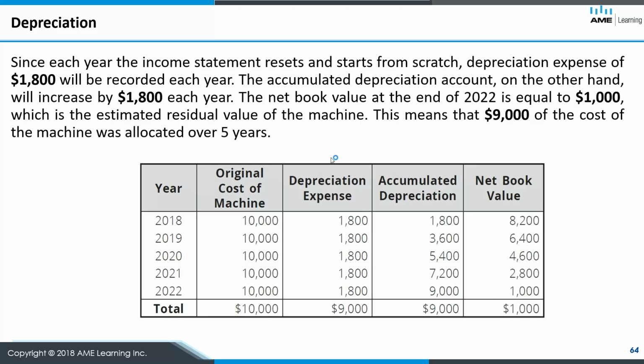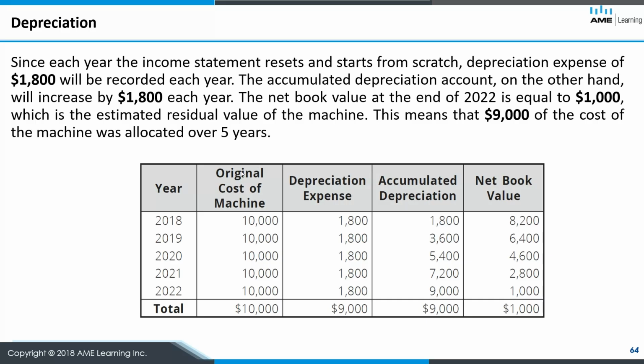And here's a breakdown of that, where here's the 8,200 I just mentioned. At the end of that first year, the cost of the machine never changes. This is the annual depreciation expense we're going to record every year. That was the calculation we just did by taking the 10,000 minus 1,000 divided by 5. And then the accumulated depreciation is the accumulation of all of these, so it's just building up. And this is on the income statement.